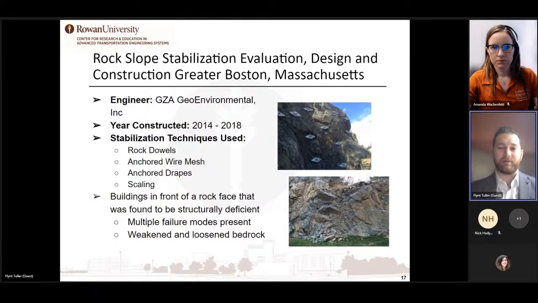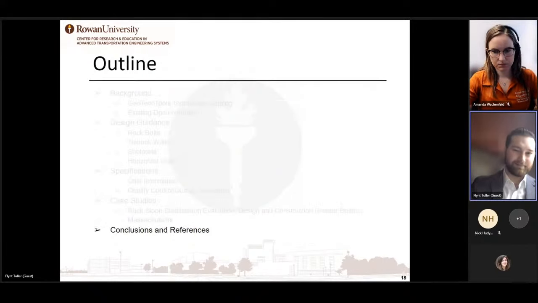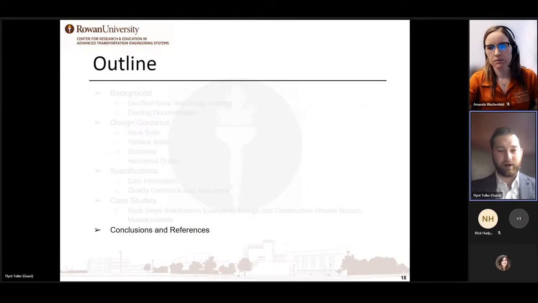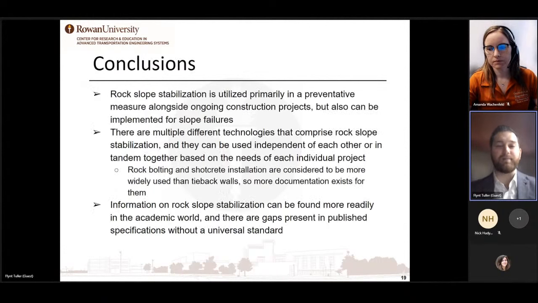They're the most well-known and the most utilized. And then finally, I'm going to go into the conclusions from this research specifically.